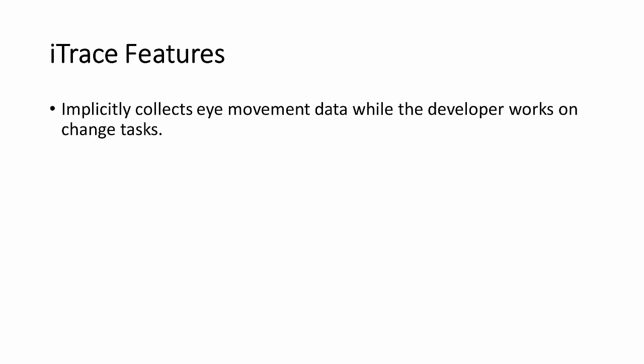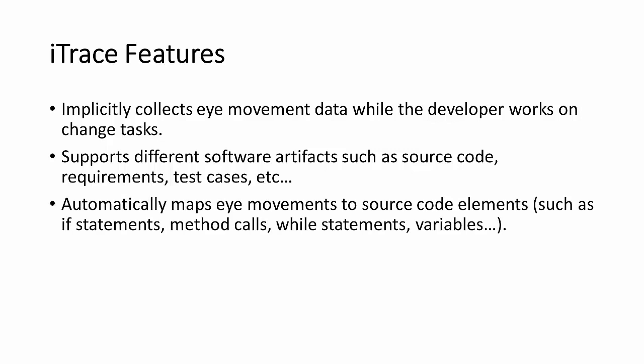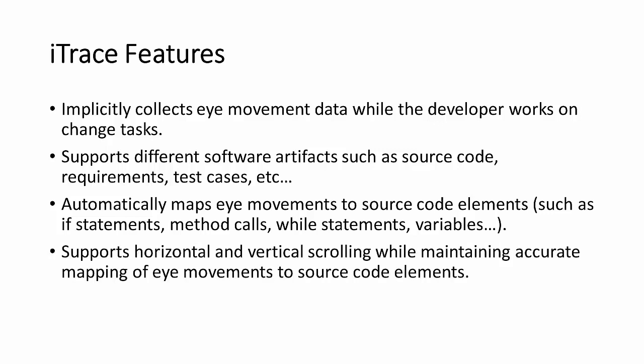It implicitly collects eye movement data while the developer works on change tasks. It also supports different software artifacts such as source code, requirements, test cases, and so forth. It automatically maps eye movements to source code elements such as if statements, method calls, while statements, variables, and so forth. It supports horizontal and vertical scrolling while maintaining accurate mapping of eye movements to source code elements.